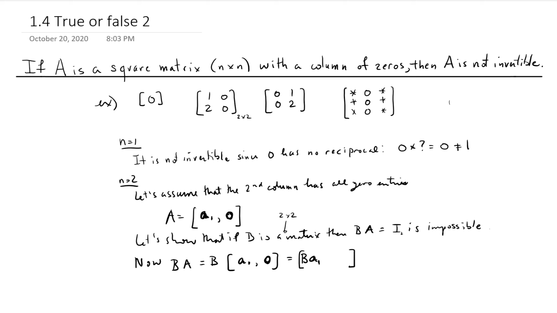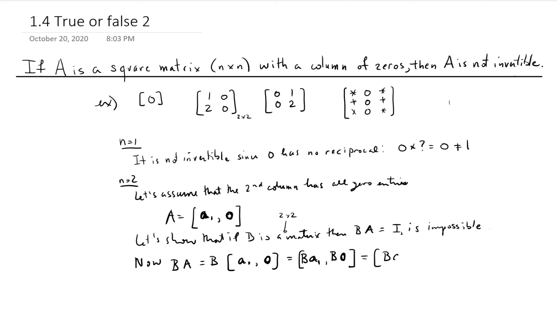So that's the first column of BA. Now the second column is B multiplied by the second column of A, like that. Now B times 0, right? It's all 0 entries, right? So if I do my matrix multiplication, you multiply anything by all zeros, you're going to get 0 again.